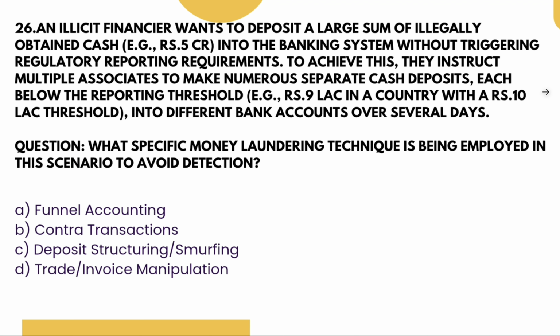So, the question is like this. An illicit financier wants to deposit a large sum of illegally obtained cash, let's suppose rupees 5 crore, into the banking system without triggering regulatory reporting requirements. To achieve this, they instruct multiple associates to make numerous separate cash deposits, each below the reporting threshold. For example, 9 lakh in a country with rupees 10 lakh threshold, into different bank accounts over several days.